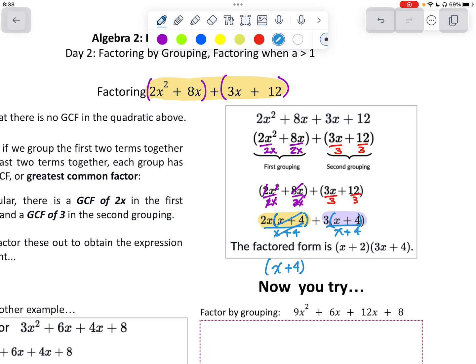and that leaves us with 2x plus 3. So the factored form is 2x plus 3 times x plus 4.